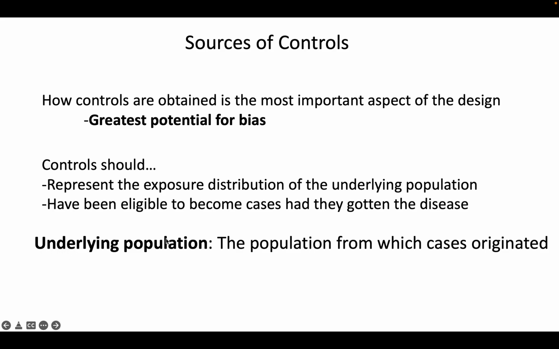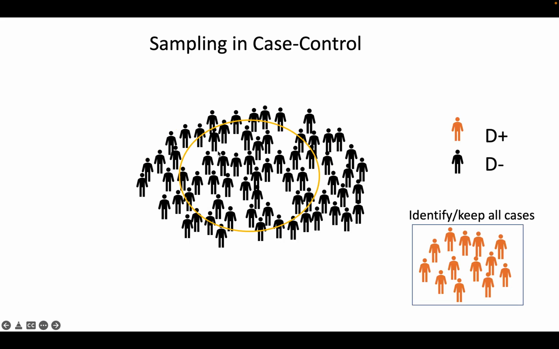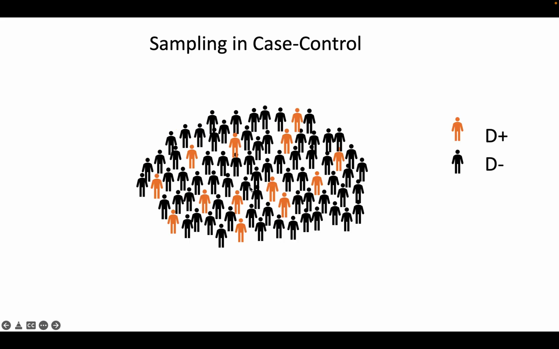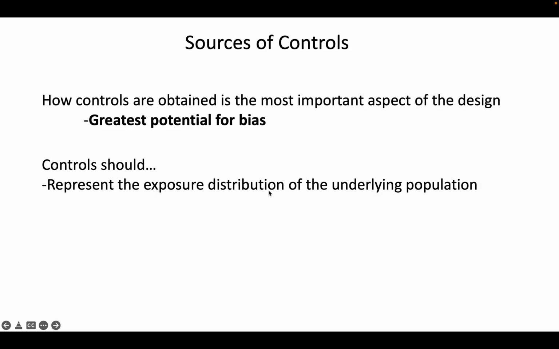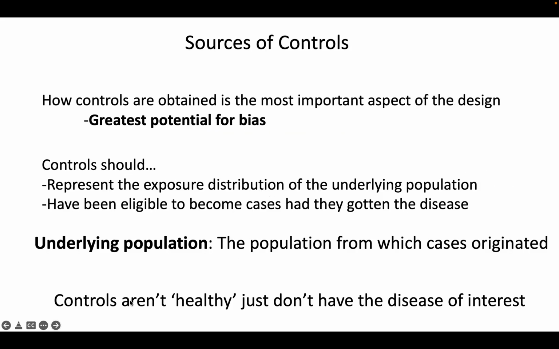And when I talk about the underlying population, I'm talking about this initial crowd, like from before, that gave rise to the disease positive people. They're this base of people that the cases originated from. The controls should also be from that, basically. Okay, and controls aren't necessarily healthy, they just don't have the disease of interest.